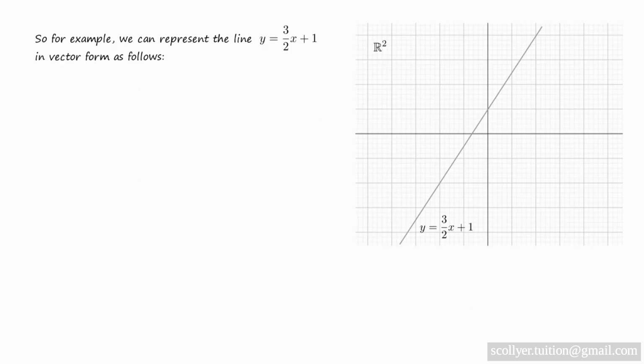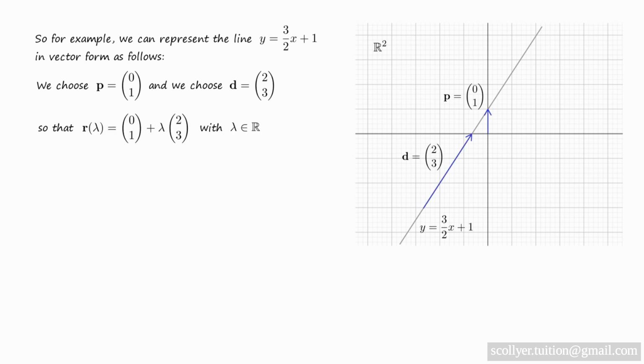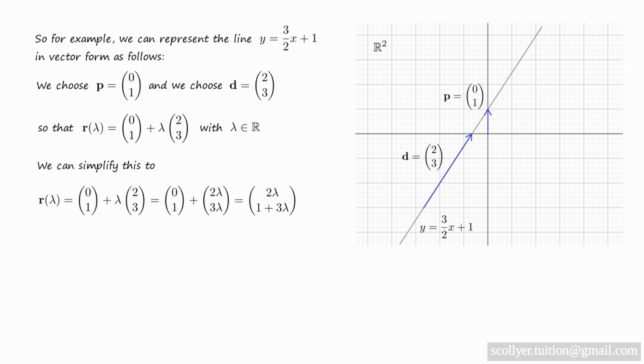For example, we can represent the line y equals 3 over 2 x plus 1 in vector form as follows. We choose P equals (0, 1), and we choose D equals (2, 3). And with these choices, r of lambda equals (0, 1) plus lambda times (2, 3), with lambda being a real number. And we can simplify this to (0, 1) plus (2 lambda, 3 lambda). And we add those vectors to get (2 lambda, 1 plus 3 lambda).